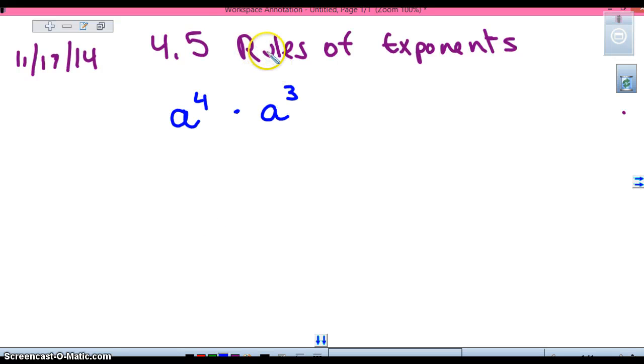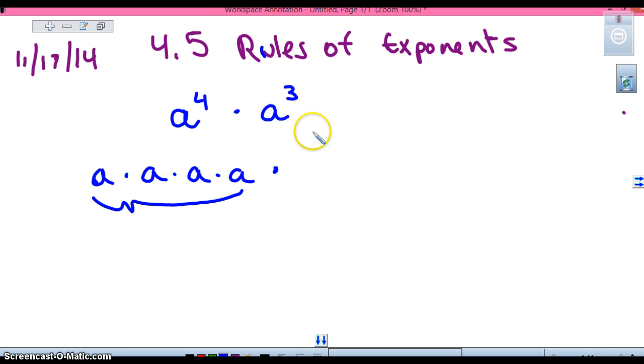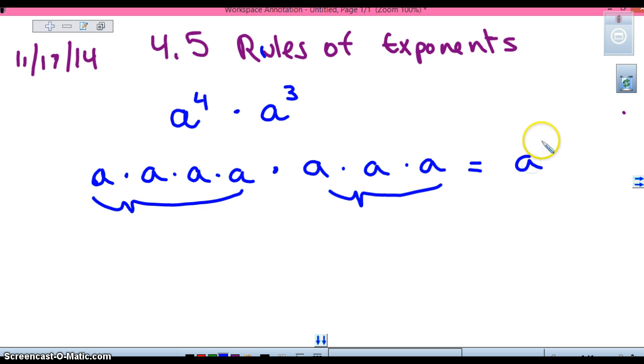Today we're talking about rules of exponents. Say we have to multiply a to the fourth power times a to the third power. We can write the factors of a to the fourth power as a times a times a times a, where there's 4 factors, times the factors of a to the third power, a times a times a. When we're multiplying a to the fourth power times a to the third power, this equals a to the seventh power. We can see there's 1, 2, 3, 4, 5, 6, 7 a's.